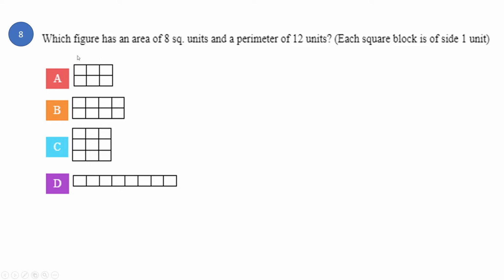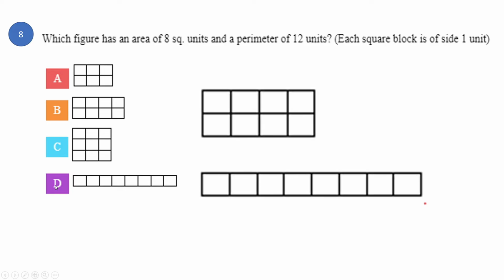Well, remember, area would be length times breadth and perimeter would be the sum of the lengths of each side. Hence, if we look at these images, the two blocks which have 8 blocks making it 8 square units are B and D, which are these. But now we also need the perimeter to be 12. That is the lengths of all sides to be 12.